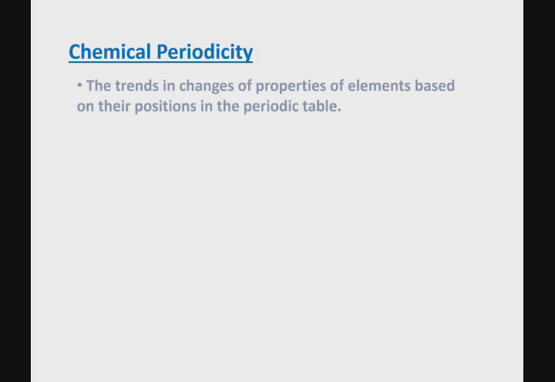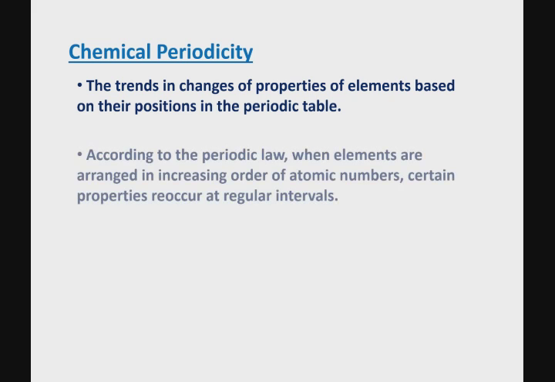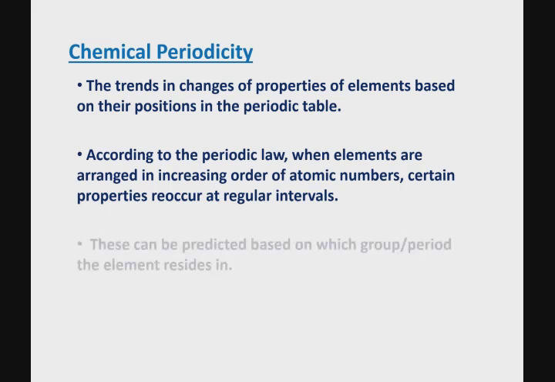Chemical periodicity is the trends and properties of elements that are based upon the position of that element in the periodic table. As we said before, the periodic law states that when elements are arranged in order of their increasing atomic number, then elements with similar chemical properties end up in the same families or same groups, which basically means that depending on the position of the element in the periodic table, there are certain properties that we can predict.